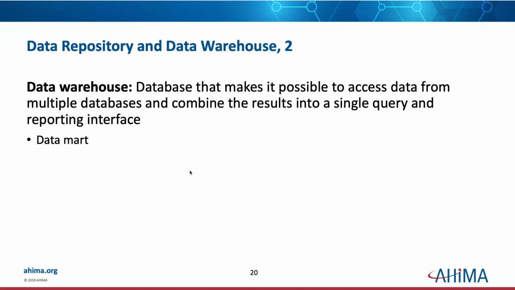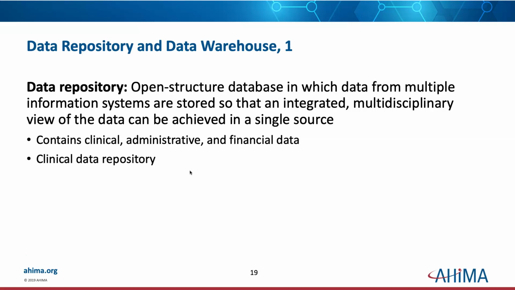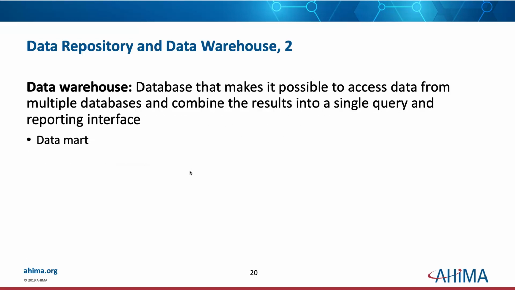Data warehouse offers multiple databases. So let's go back. A data repository is basically one big pool of all different types of information, one very big pool. A data warehouse on the other hand, has multiple pools. And when you access it, you can pull data from all of the pools, some of the pools, one or two of the pools, however you want to do it, and get it back to use.